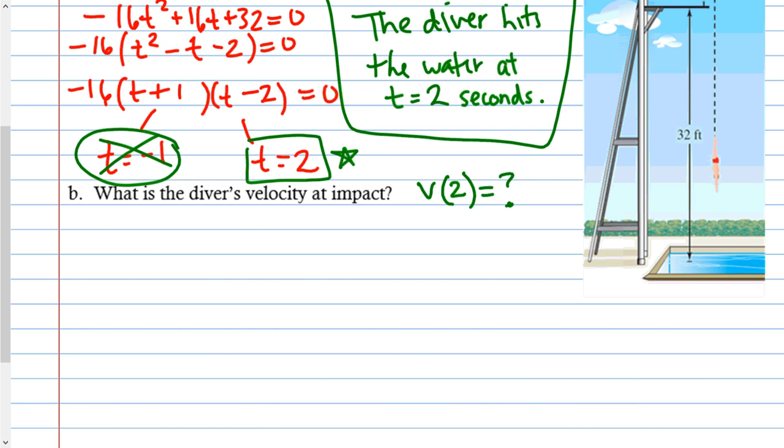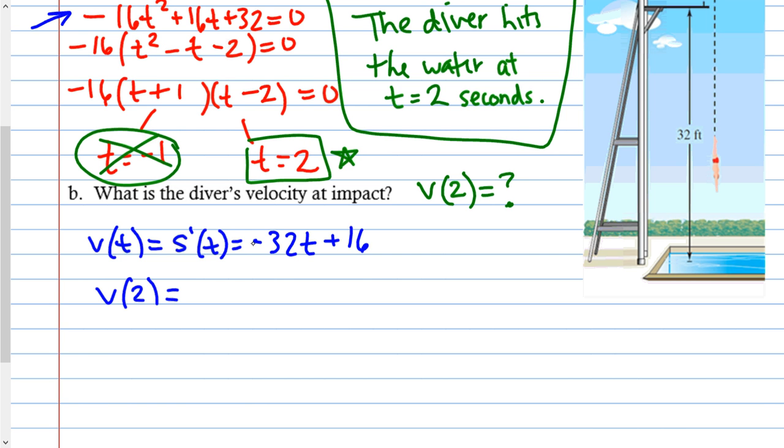So in order to do that, I need velocity, don't I? Currently, I just have the position function. So that means I'm going to have to derive it. Let's see. I'm going to use this right here. You have it on your paper, whatever. So if I derive that, I get negative 32t plus 16. And that is my velocity. So then what I want to do is plug in the 2. So negative 32 times 2 plus 16. And then negative 64 plus 16. And then I get negative 48.